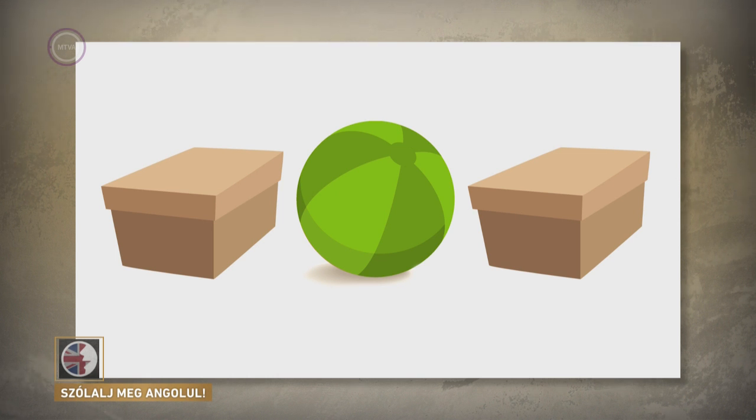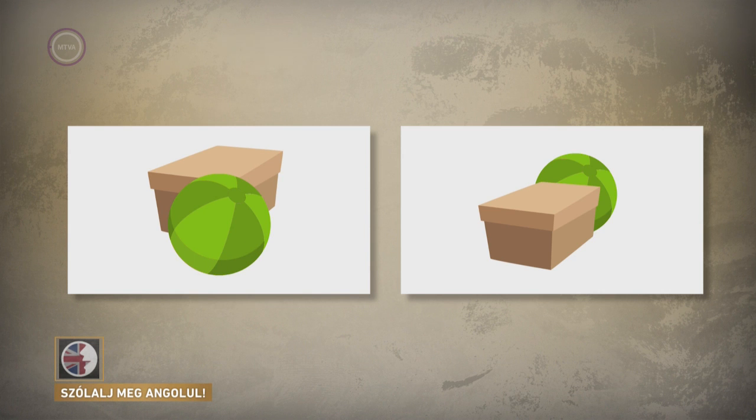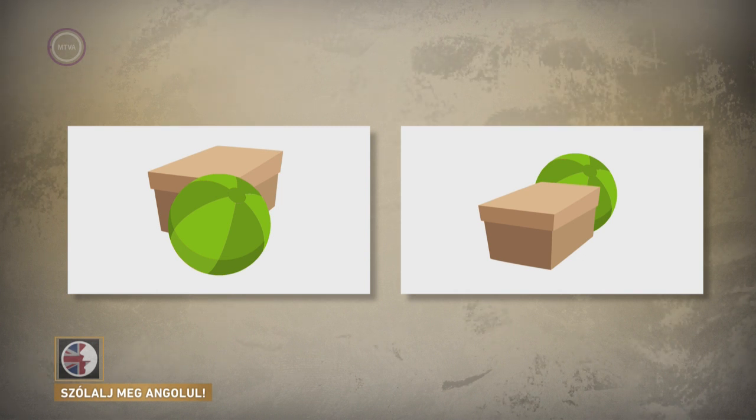Number 3, if you please, Mabel. What's number 3? Number 3 is in front of and behind. 2 in 1. Mabel Mixture, where's the picture? Okay, so on the left we can see that the green ball is in front of the box and the box is behind the green ball. And on the right we can see that the green ball is behind the box and the box is in front of the green ball. Simple.